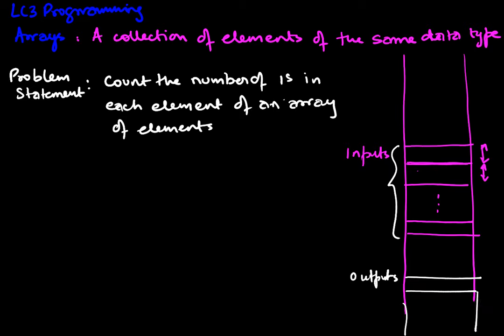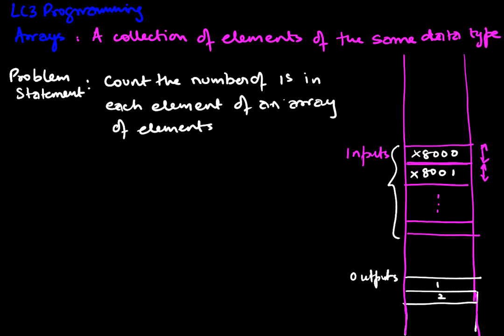In other words, let's take a simple example. If we have the number x8000, then the output corresponding to that will be a 1. Let's take another example. Let's say the next location is x8001. Which means there's a 1 in the most significant bit and a 1 in the least significant bit, then the output for that should be a 2, and so on.